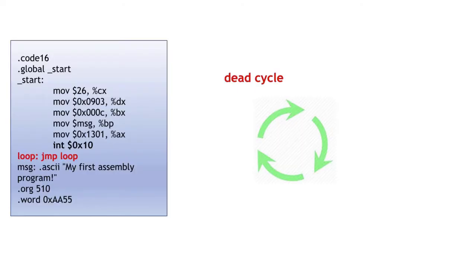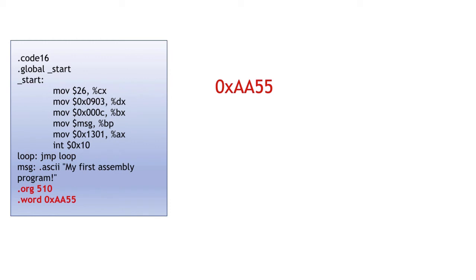Line 10, loop, colon, JMP loop. Let the CPU jump to the label loop, which again lets the CPU jump to the same instruction. So it's an endless cycle which will freeze the monitor. When we run the program, the CPU would keep doing this instruction until we close the emulator. The last two lines are all directives.